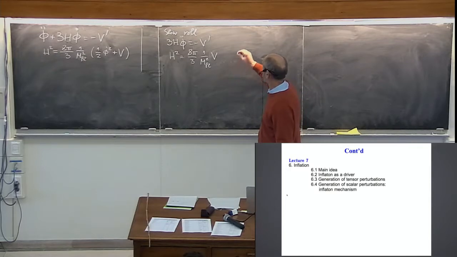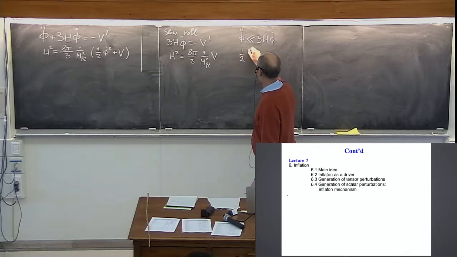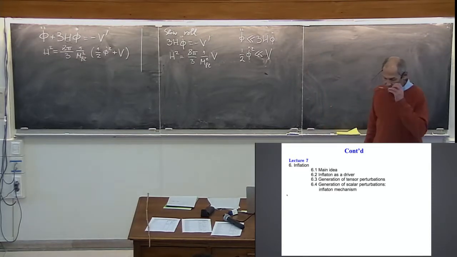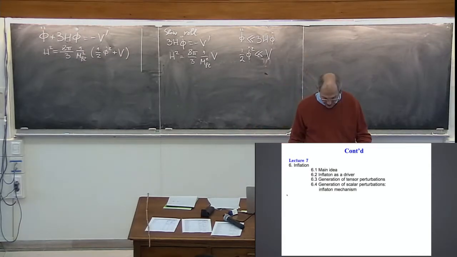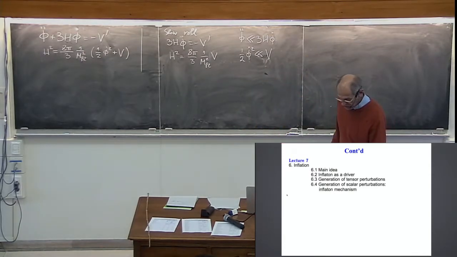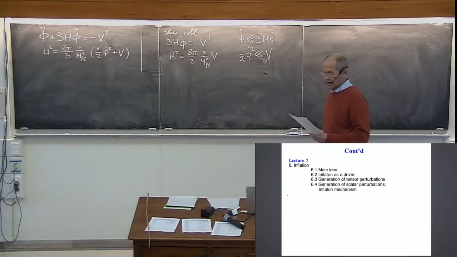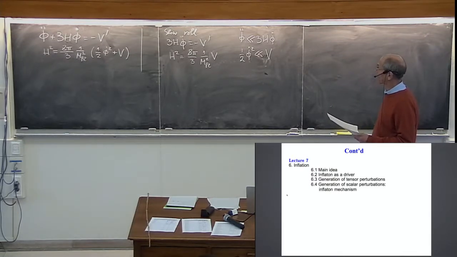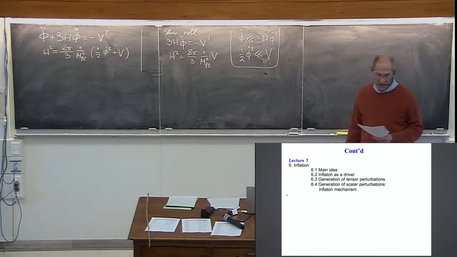And here, the assumptions are that phi double dot is much less than 3h phi dot, in modulus always, and also that 1/2 of phi dot squared is much less than v, so that the motion is slow, and then the Hubble parameter changes slowly in time, and therefore it's nearly constant in time. And so you're done. You're in the inflationary regime. The Hubble parameter varies in time very slowly. Once you have these conditions satisfied, then you're automatically in the inflationary regime.